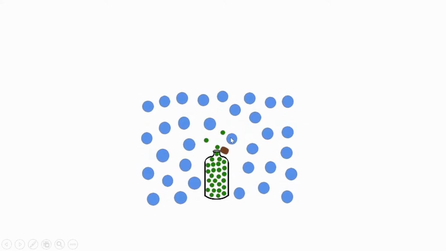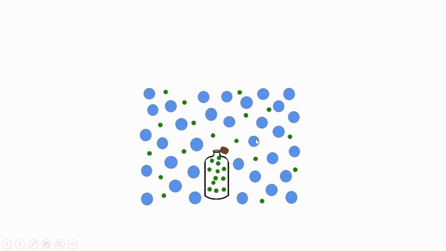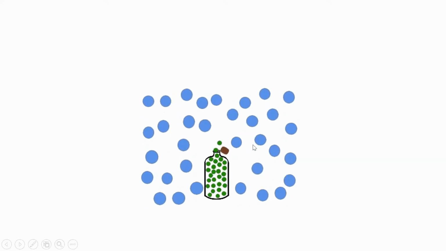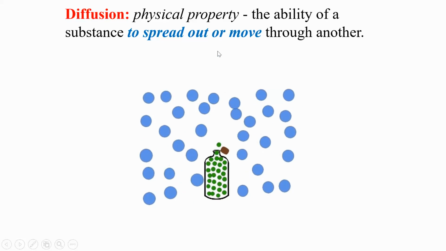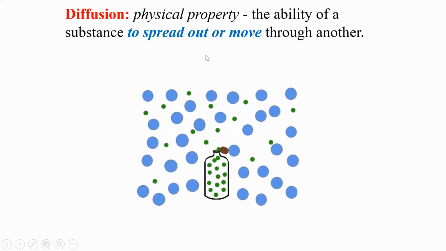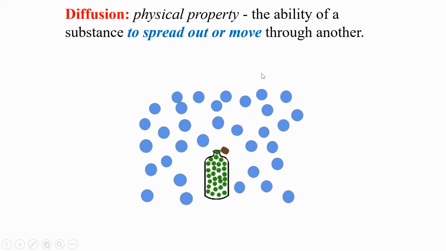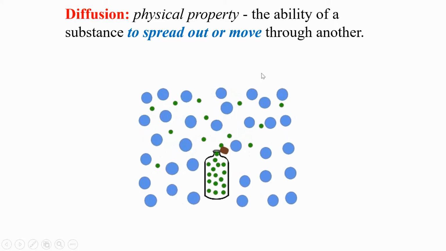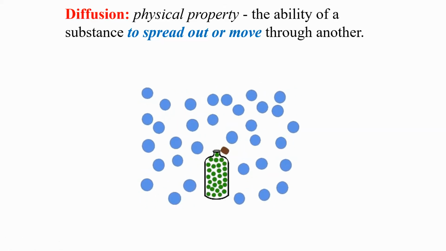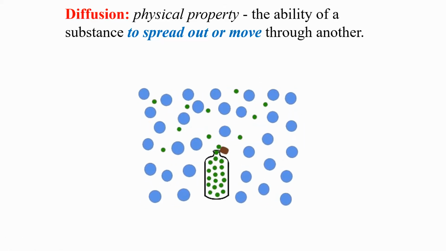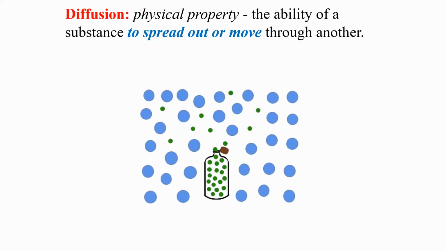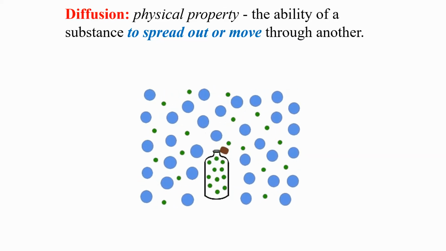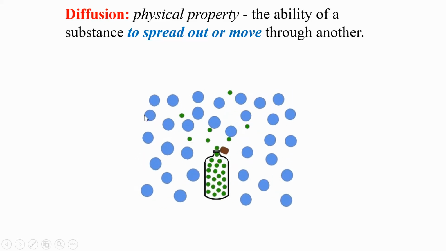These particles are going to spread out evenly within their container, whether that be a room or a bottle or whatever. Diffusion is the physical property, which is the ability of a substance to spread out or move through another. So when we're talking about diffusion, we're often going to talk about gases, but I just think this is an important visual to keep in mind before we really talk about states, just about how gases are able to move and spread out. And that is called diffusion.